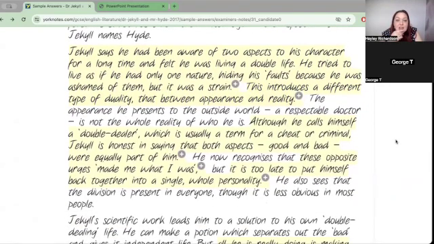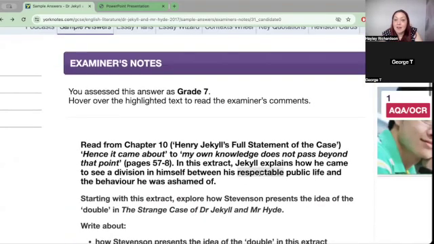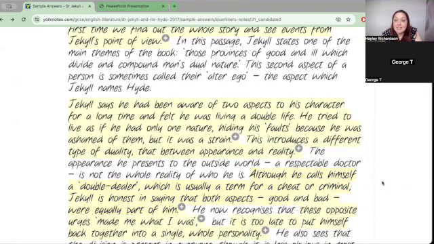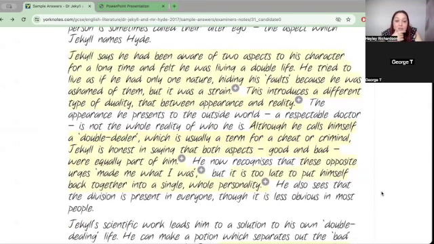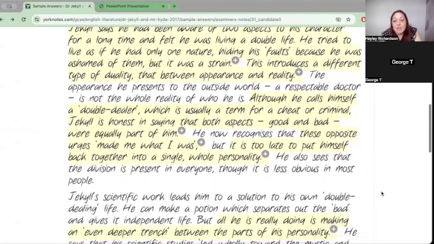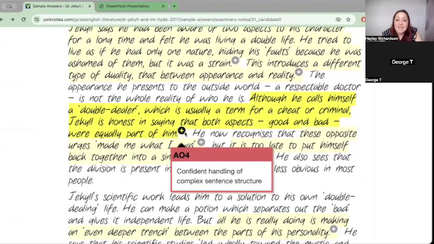The appearance he presents to the outside world, a respectable doctor. See how he's used respectable there? Respectable, that's in the question. So that goes right back to here, respectable public life. I know as an examiner, he has read the question properly. Where do we get to? The respectable doctor is not the whole reality of who he is. Although he calls himself a double dealer, which is usually a term for a cheat or criminal, Jekyll is honest in saying that both aspects, good and bad, were equally part of him. Confident handling of complex sentence structure.